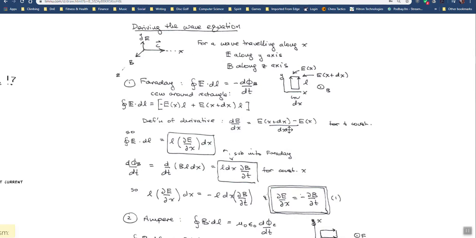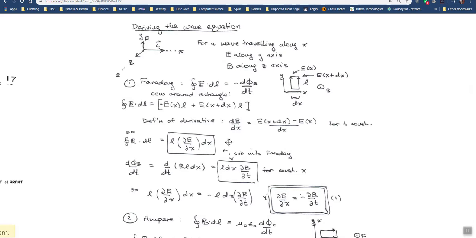Okay, so in this case, you're already familiar with this notation, right? This rounded-out d means a partial derivative. I'm taking the partial derivative of E with respect to x, keeping time constant. If I were to take the full derivative, I'd have to take the partial of E with respect to x times dx plus the partial of E with respect to time times dt.